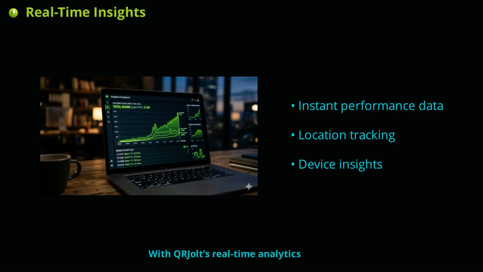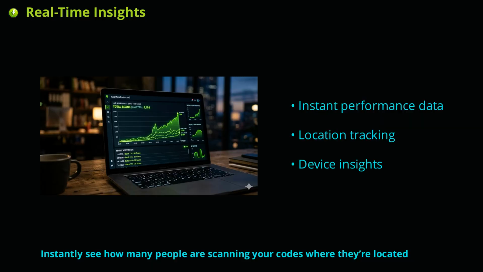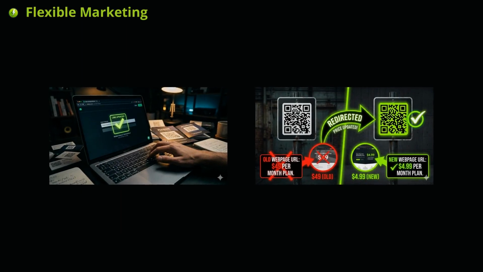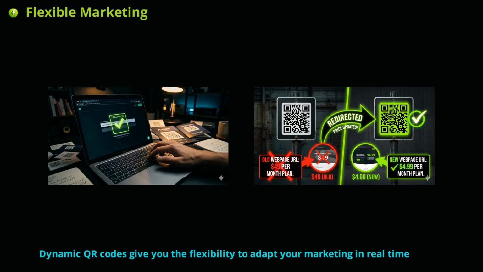With QR Jolt's real-time analytics, you're never in the dark about your marketing performance. Instantly see how many people are scanning your codes, where they're located, and what devices they're using. This immediate feedback lets you respond quickly to trends and make adjustments on the fly. It's like having a marketing dashboard that updates every second, giving you the power to optimize your campaigns for maximum impact. Dynamic QR codes give you the flexibility to adapt your marketing in real time.